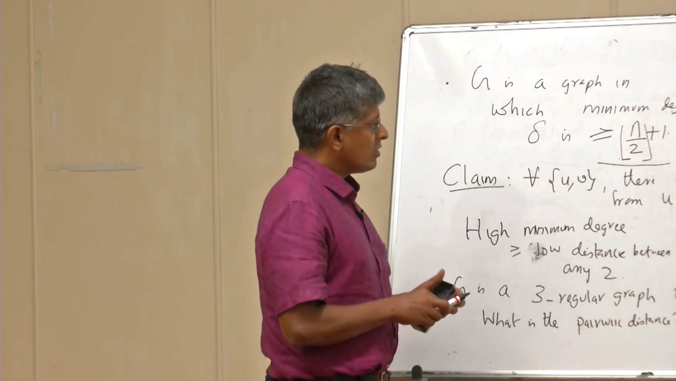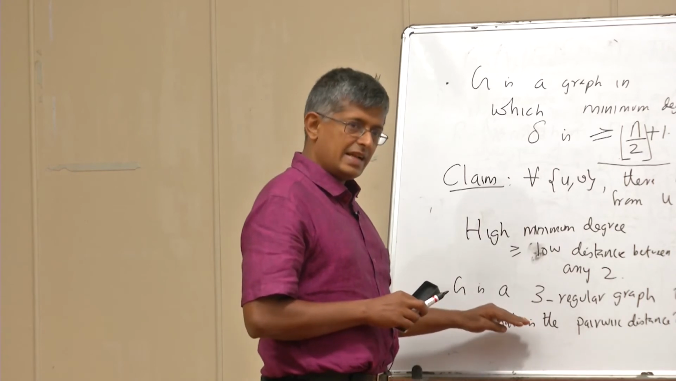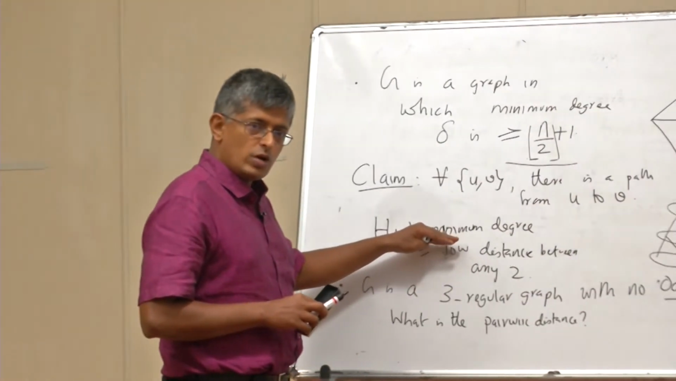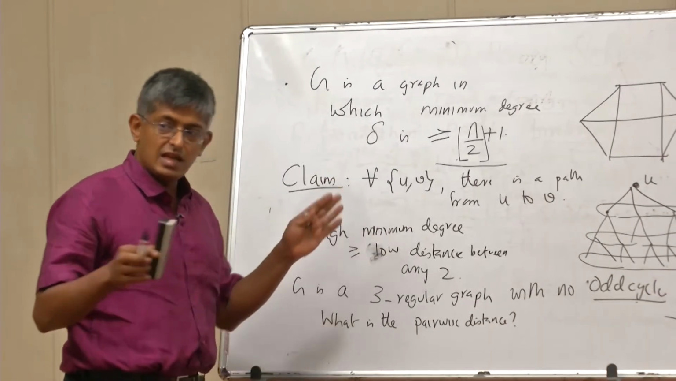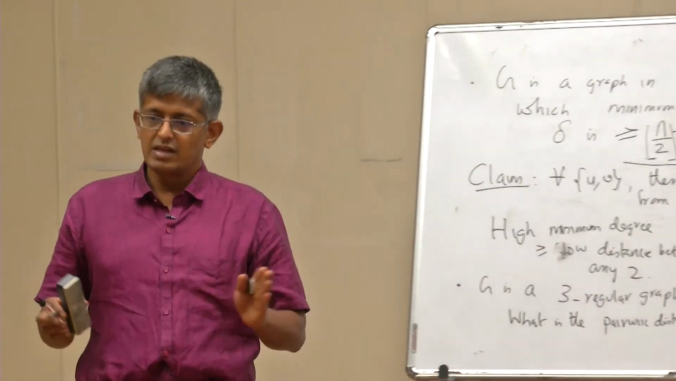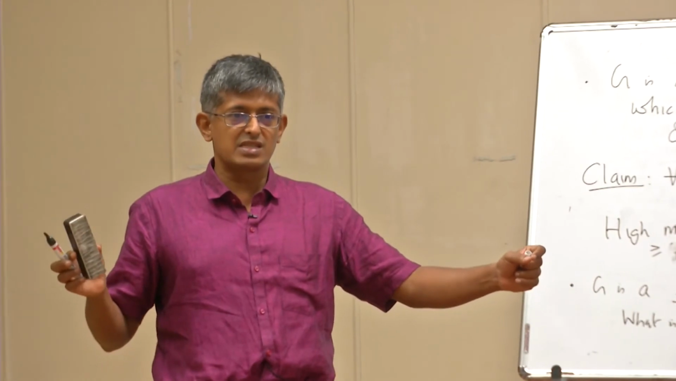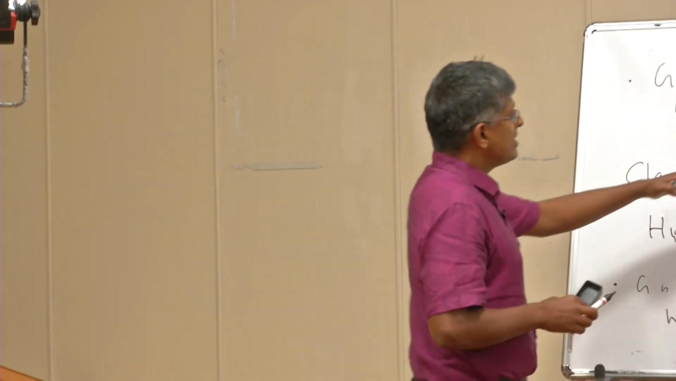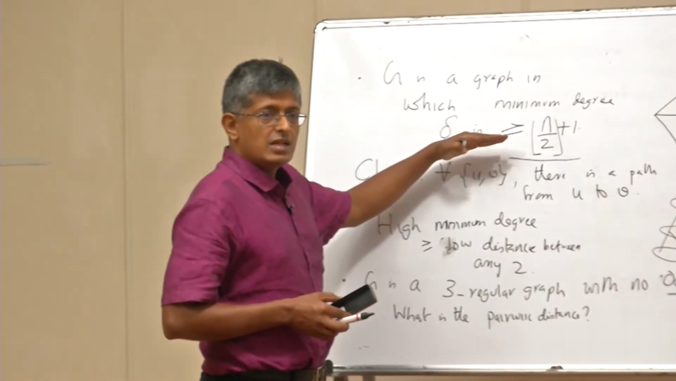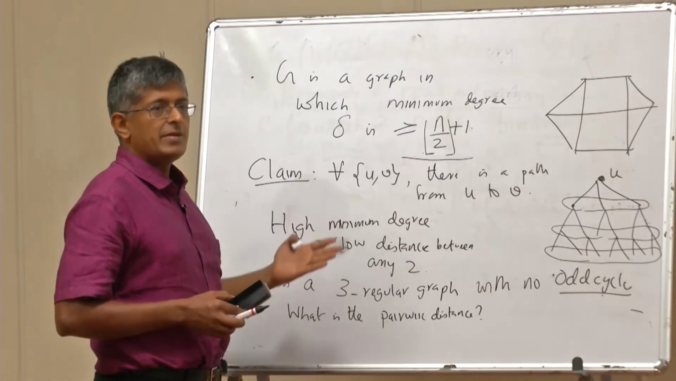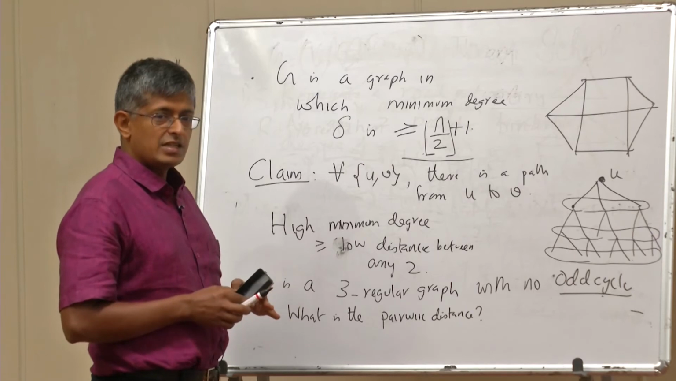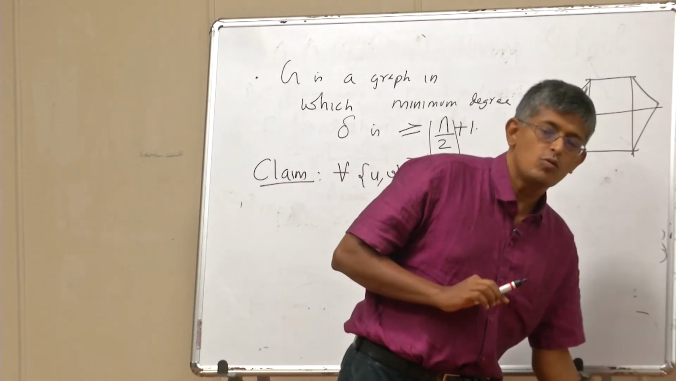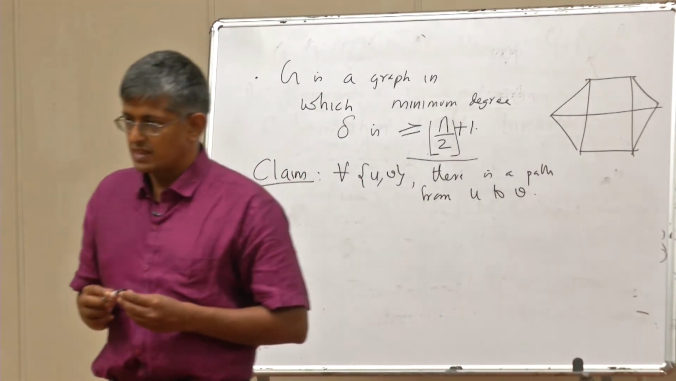I will refine it a little later, but what I am pointing out is that you can have very low degree and still have very low diameter in the graph. Diameter means the furthest distance between any pair. Whereas here, you get the feeling that if the degree is high, then the diameter is low. It is a sufficient condition, but not a necessary condition. So just using the degree, you can prove a lot of structural properties.